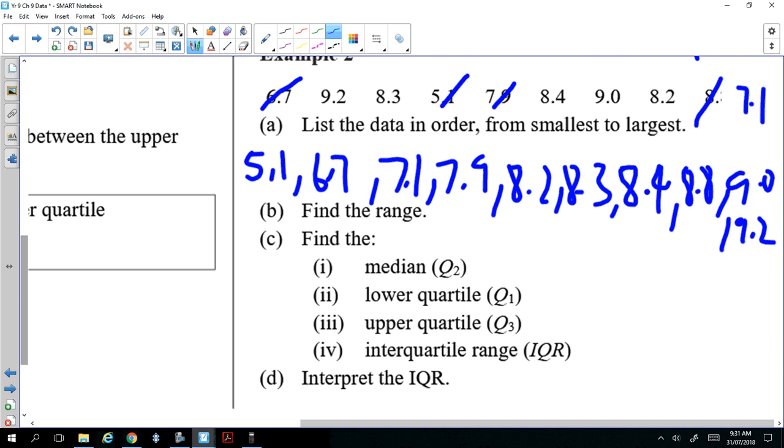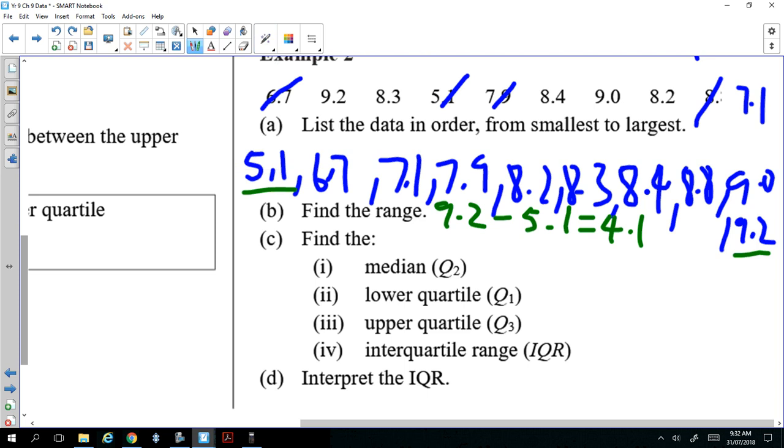Now what you're going to do is find the range. So you go 9.2 minus 5.1. 4.1. Okay, good. 4.1 is the range. Then you find the median. The median is the middle score. Let's use this pen again. First, last, first, last, first, last, first, last. So you've got 2 left. 8.2. Let's use a different pen. 8.2 plus 8.3 over 2, so 8.25.